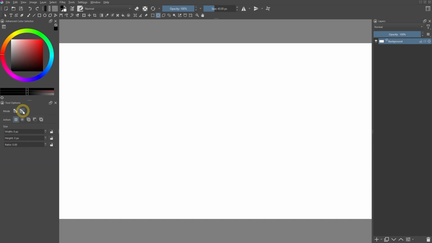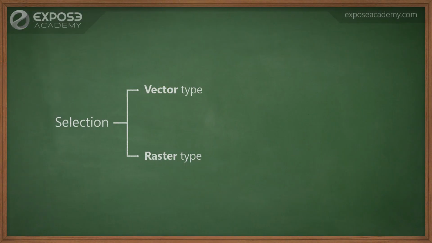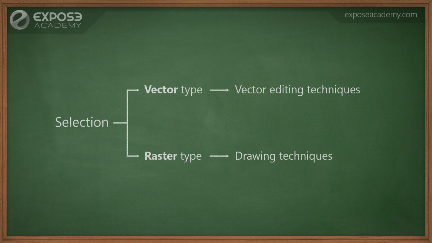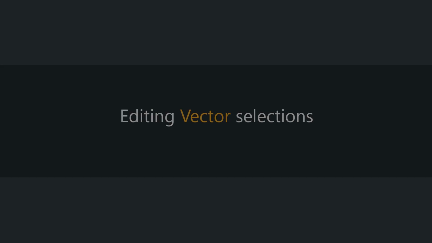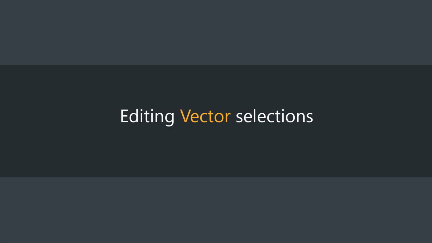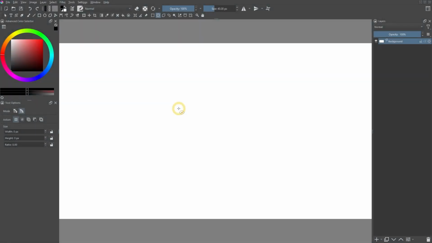So, because there are 2 types of selection in Krita, we can also divide the way we edit the selection into 2 different techniques: vector techniques and raster techniques. Let's discuss each of them one by one. First, let's focus on editing the vector selection. For this, of course, we need a vector type selection.